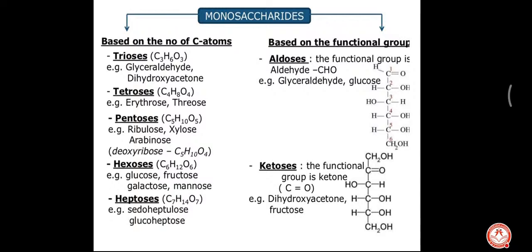Heptoses: pseudoheptulose and glucoheptose. Now based on the functional group, they are of 2 types: aldoses and ketoses. Aldoses have the functional group aldehyde, and examples are glyceraldehyde or glucose. Ketoses have the functional group ketone, examples are dihydroxyacetone and fructose. That's why these carbohydrates are defined as polyhydroxyaldehydes or ketones, because they have either the functional group aldehyde or ketone.